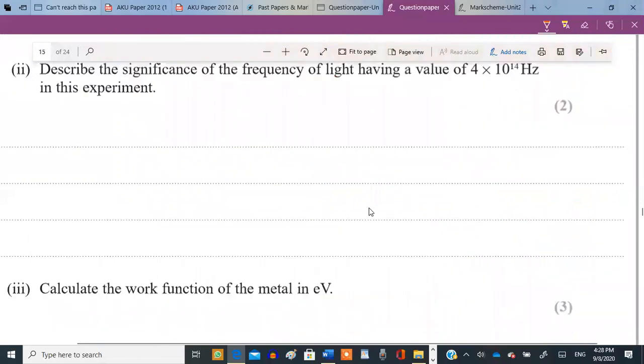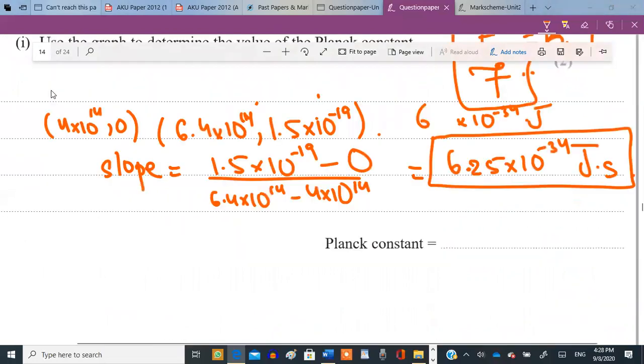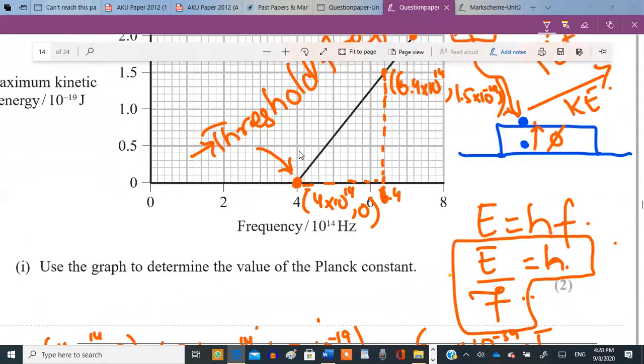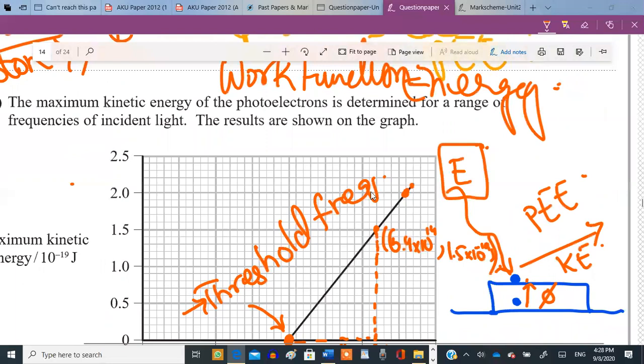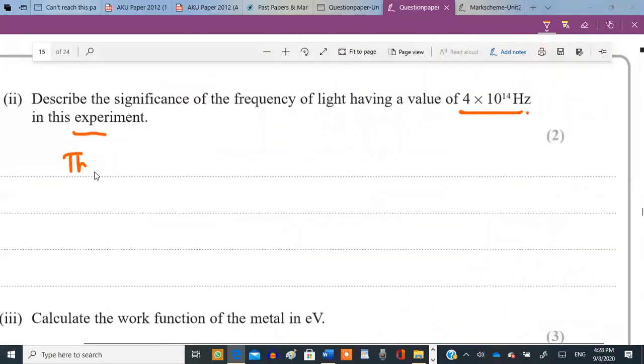And moving on to part 2, describe the significance of the frequency of light having a value of 4 raised to the power of 14 hertz. In this experiment, they are asking us the significance of this frequency over here. What is the name of this frequency, which I just told you? It's the threshold frequency, correct. So the 4 raised to the power of 14, this is the threshold frequency.